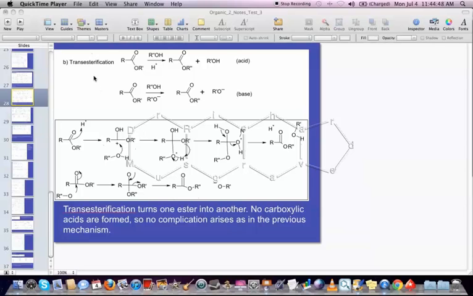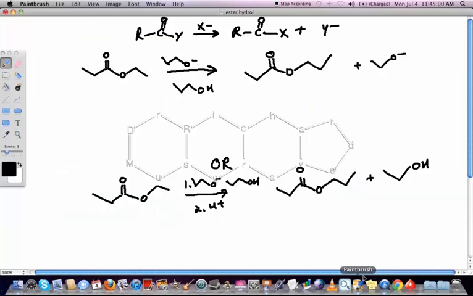With the base catalyzed transesterification process, it does what the acid catalyzed one does. We have an ester and we turn it into another ester using an alcohol. Alright, so let's look at how this might be expressed. There's actually two possible ways you could see this reaction.